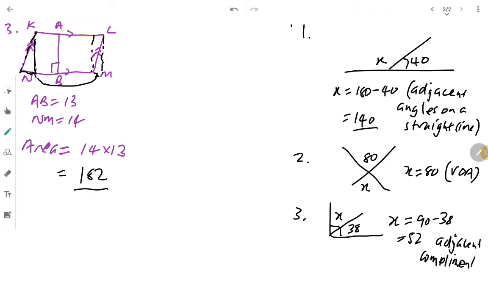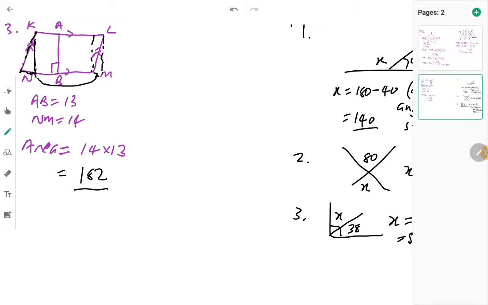Remember, complementary angles add up to 90 degrees. Or we can say angles on a right angle; they add up to 90 degrees, and there is an indication of a right angle. So if that is 38 degrees, it means x is 52 degrees. This is all revision of grade 8, we're just revising the grade 8 geometry.